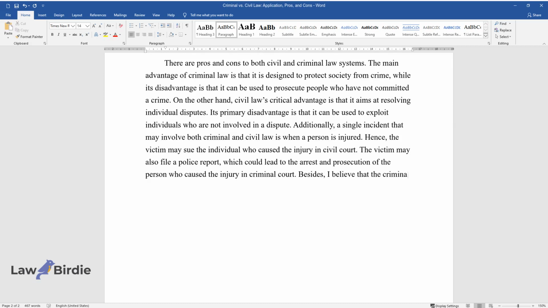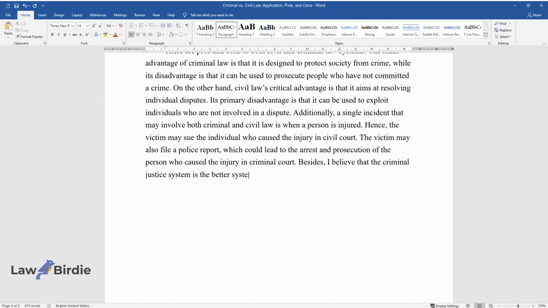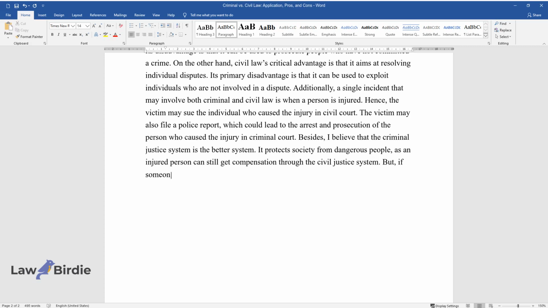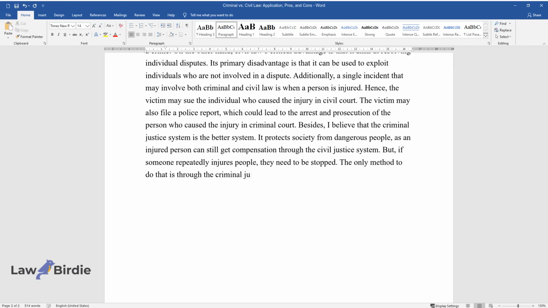Besides, I believe that the criminal justice system is the better system. It protects society from dangerous people, as an injured person can still get compensation through the civil justice system. But, if someone repeatedly injures people, they need to be stopped. The only method to do that is through the criminal justice system.